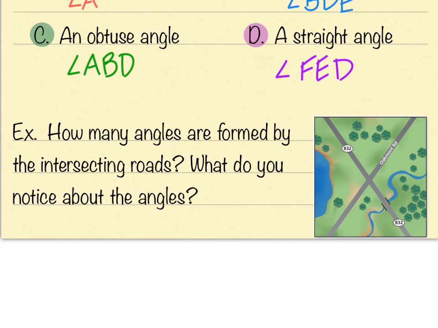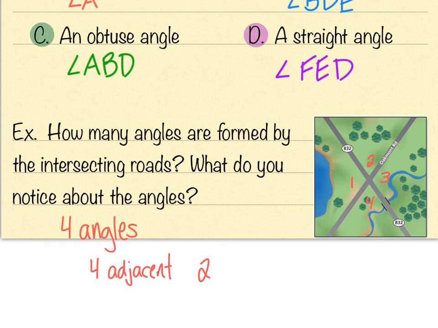All right, this next question says, how many angles are formed by the intersecting roads? What do you notice about these angles? Well, we actually have 4 different angles that are intersecting here. So I'm going to number them: 1, 2, 3, and 4. So we have 4 angles. And now I'm going to tell you what type of angles they are, because now we're going to get into the vertical and adjacent part of the lesson as it's titled. So we have 4 adjacent angles. And we have 2 pairs of vertical angles. So we have 4 pairs of adjacent angles, and then 2 pairs of vertical angles.